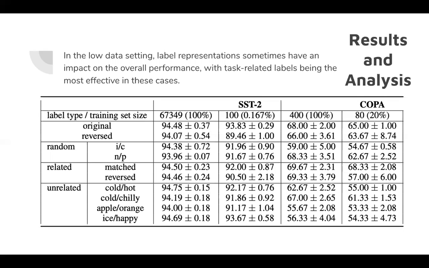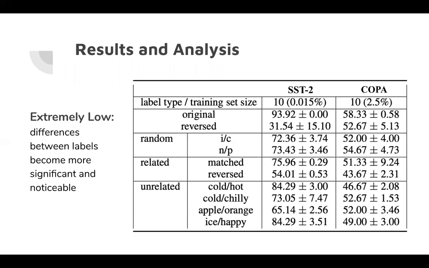For SST2, label representation has a minor impact on performance in the low data setting, which is likely due to the large amount of pre-training in the T5 model. For COPA, label representation makes a difference to the performance, with matched labels performing the best and random labels showing a high variability. In the extremely low data settings, differences between labels become more significant and noticeable, with several label representations failing to learn the task and obtaining accuracy near chance.